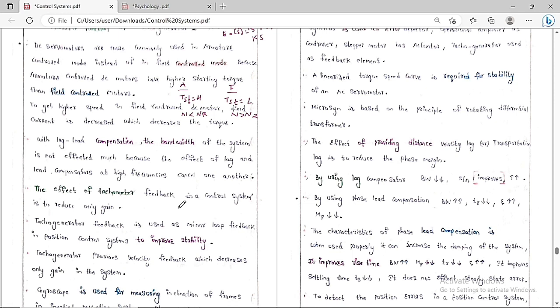Minor loop means that outside it there is also a bigger loop. So there is a smaller loop, and outside it there is also a bigger loop. That is why it is called a minor loop feedback.